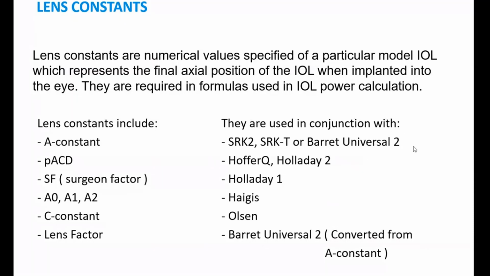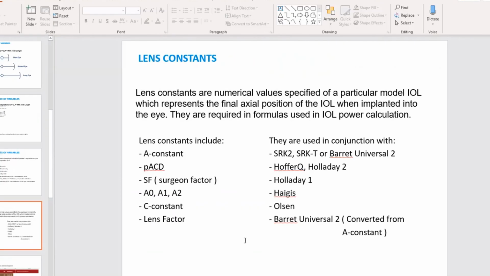Right, and Barrett Universal 2 is actually using a lens factor, right? But this is converted easily from A constant values. The conversion is done automatically in the Barrett website, or even in the IOLMaster. If you're using it, it automatically converts the A constant value to a lens factor. So let me show you what the lens factor looks like.